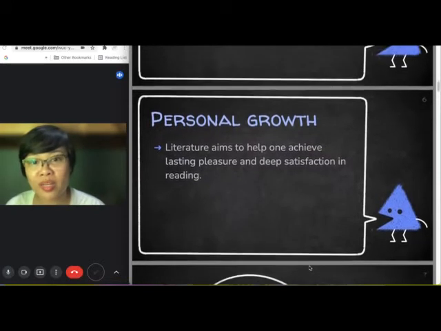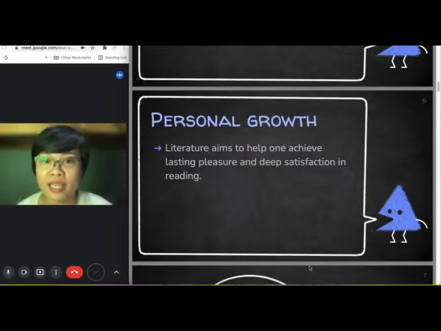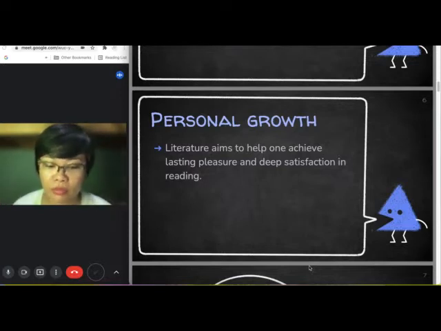So, the last one is personal growth. So, for personal growth, literature aims to help one achieve lasting pleasure and deep satisfaction in reading. So, when we talk about this kind of model, the thought is that literature is not just about writing beautiful words. It's not just about reflecting one's culture, but that it also exists for us to be entertained, be happy, be satisfied with reading. All right.